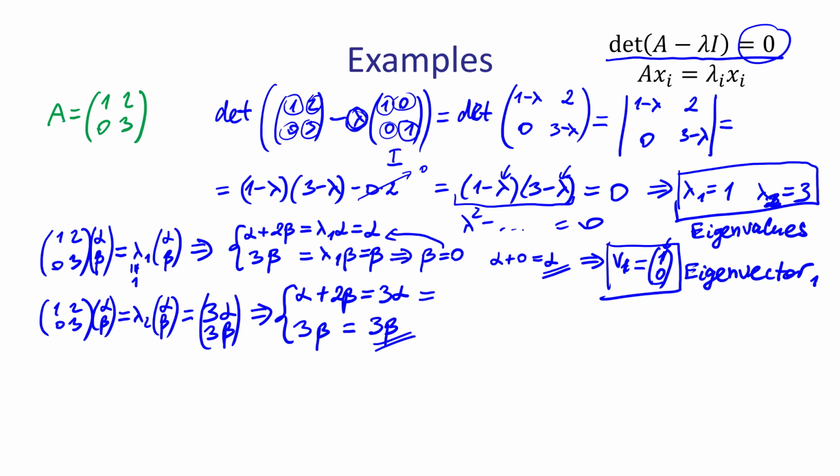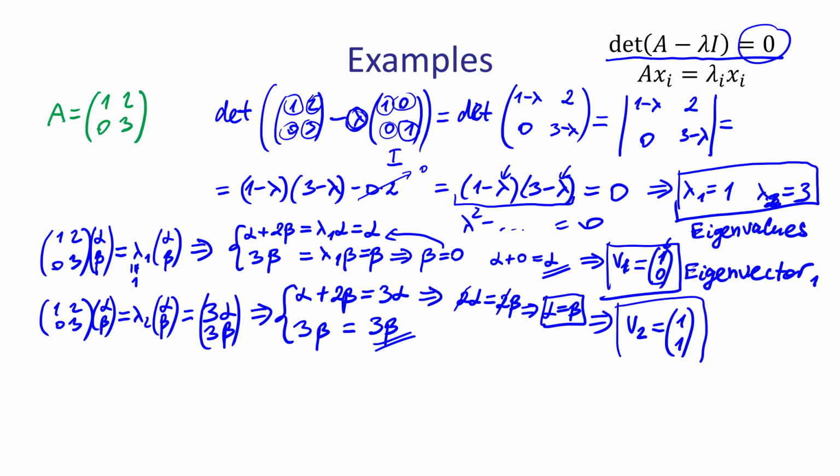And from the first one, you're saying that 2 alpha equals 2 beta. 2 could be cancelled. From here, alpha equals beta. And from here, your second vector could be just any numbers where alpha equals beta. So let's say 1 and 1. It could be 2 and 2, and so on. So this is the second eigenvector. So this concludes the computation of eigenvalues and eigenvectors for that specific matrix.